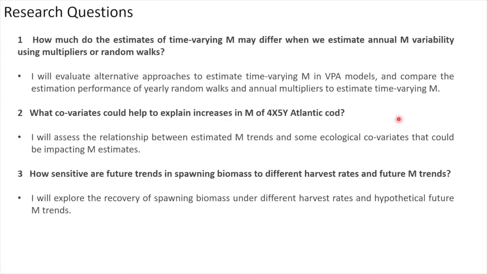So my second question is what covariate could help to explain increases in natural mortality for X5Y Atlantic cod? To answer this question, I will assess the relationship between estimated time-varying natural mortality trends and some ecological covariate that could be impacting the natural mortality estimates.